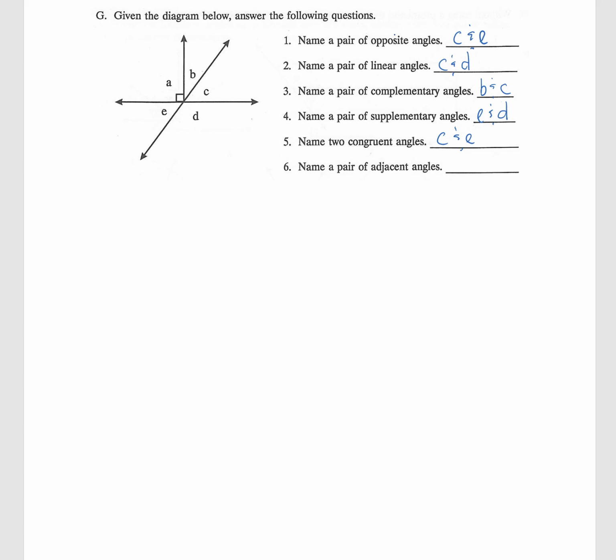Question 6 asks us to name a pair of adjacent angles, and those are angles that have a common vertex and a common arm. So in this case, we can pick angles B and C, because they share this arm in the middle here, and they share this vertex, which actually all these angles share. So there are other possibilities for adjacent angles here. E and D are adjacent, E and A are adjacent, and so on.